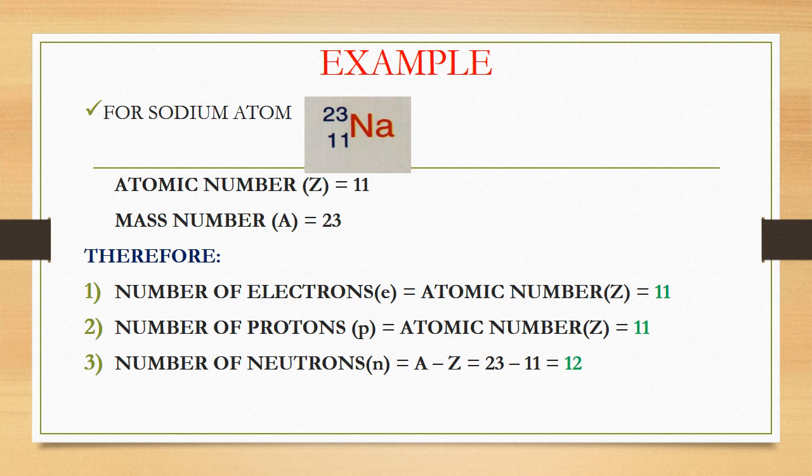So the number of electrons and protons will be equal to the atomic number, and the answer will be 11. So how do we calculate the number of neutrons? Just have a look at the data given to you. Atomic number is 11 and mass number is 23. So to calculate the number of neutrons, we need to take the difference between the mass number and the atomic number, that is 23 minus 11, and we get the answer as 12.